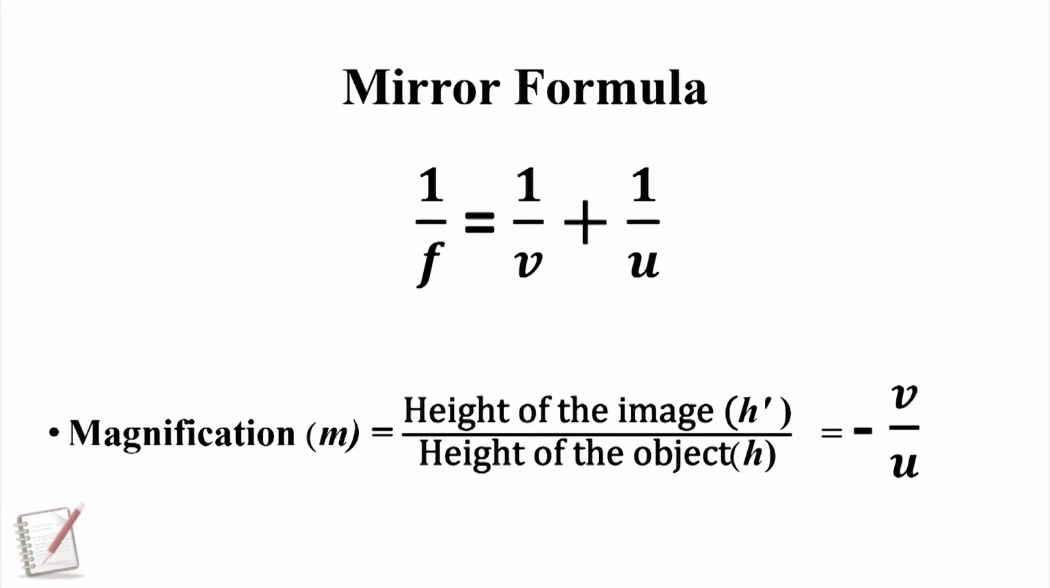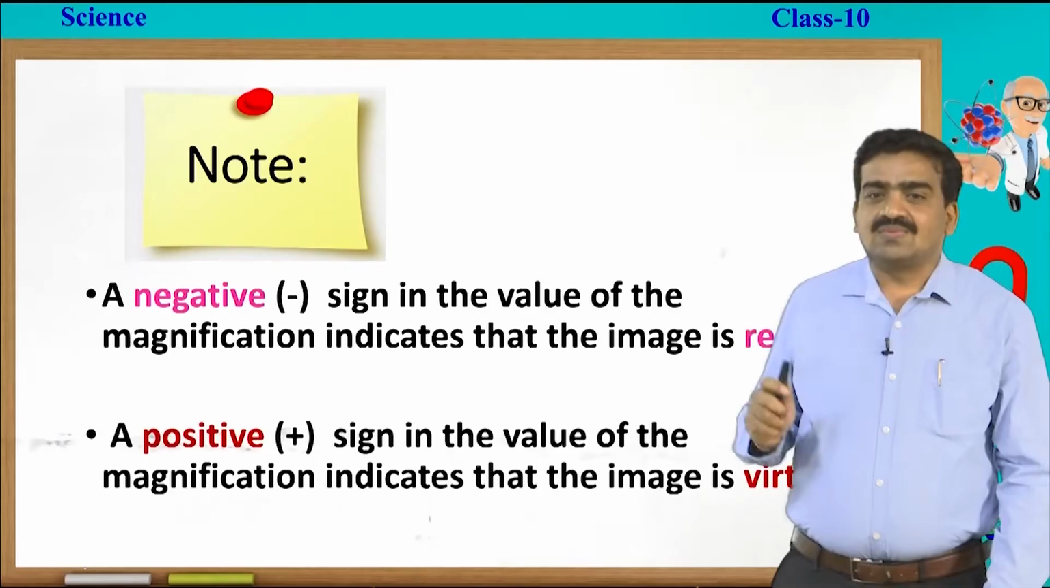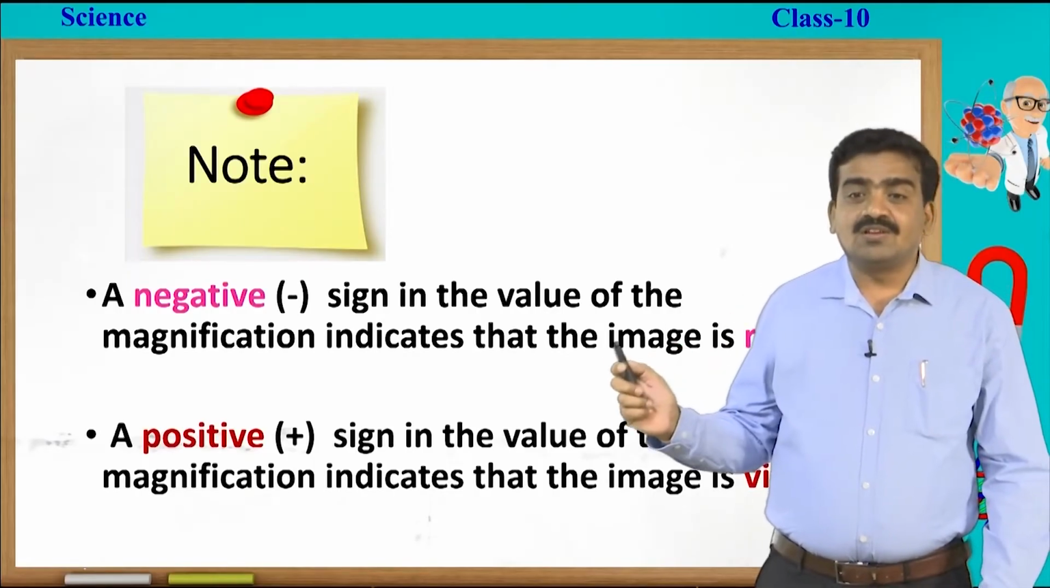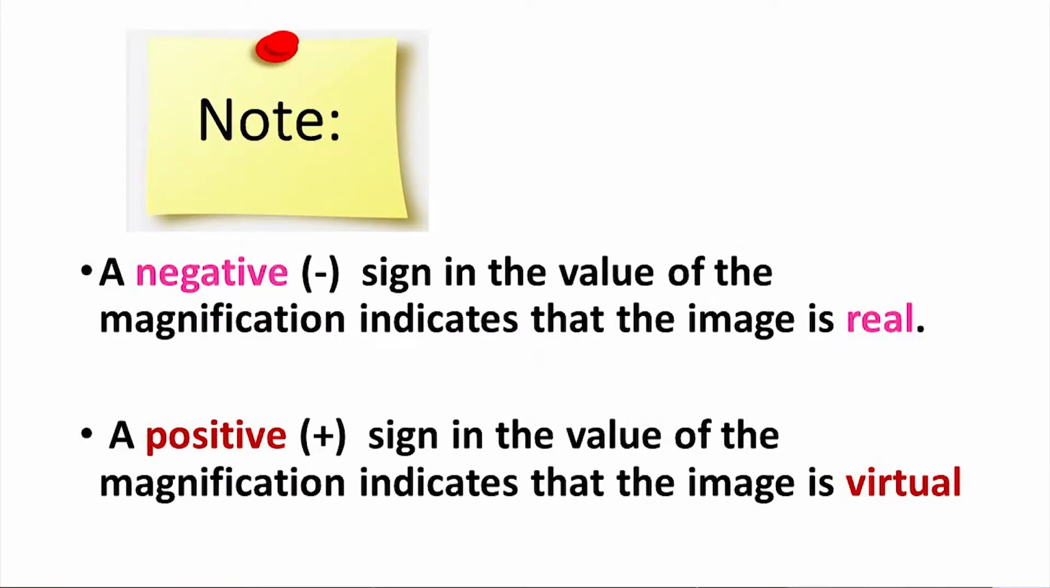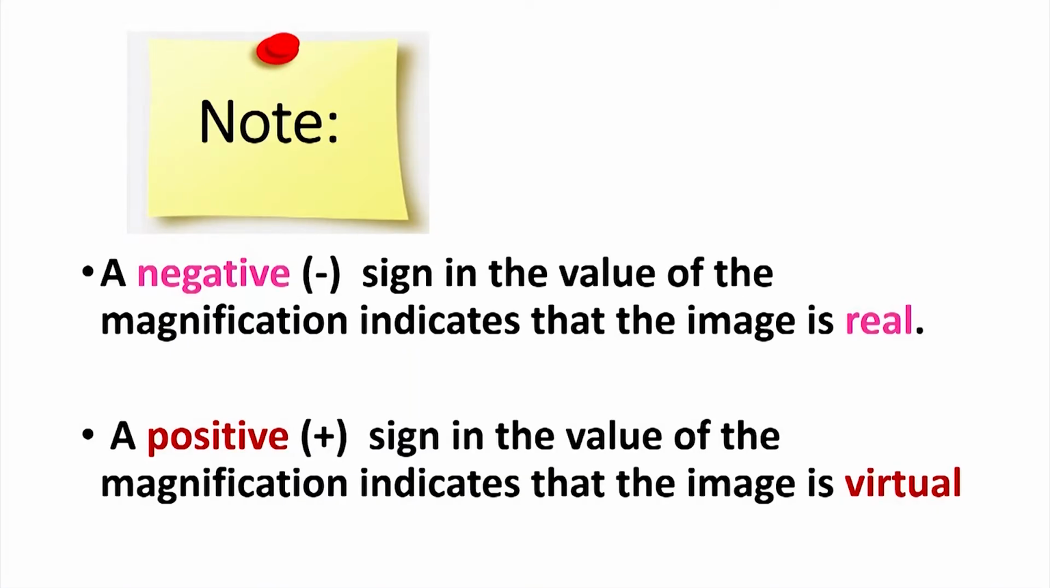And also we have the formula to calculate magnification. It is the ratio of the height of the image to the height of the object, which is also calculated using the relationship between the image distance and the object distance. A negative sign in the value of the magnification indicates the image is real and a positive sign in the value of the magnification indicates it is a virtual image.